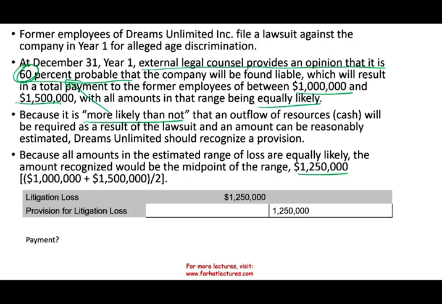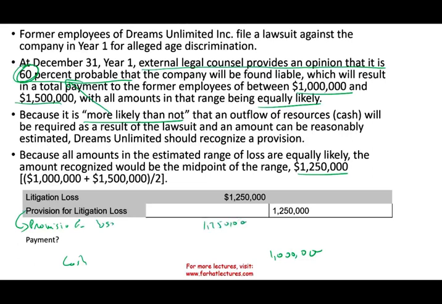Now, what happens when we actually pay this liability? Because eventually, let's assume we paid it, and let's assume we settled for $1 million. We settled for $1 million, therefore we have to credit cash, $1 million. If we settle for $1 million, we have to debit the provision for litigation loss, which is a liability, $1,250,000.